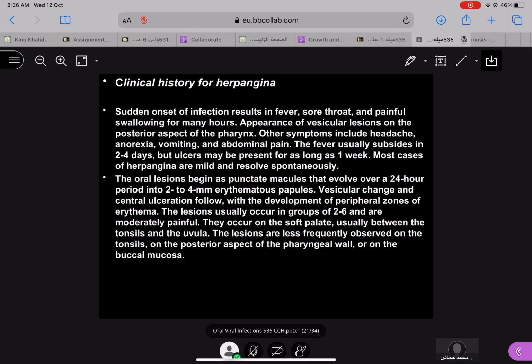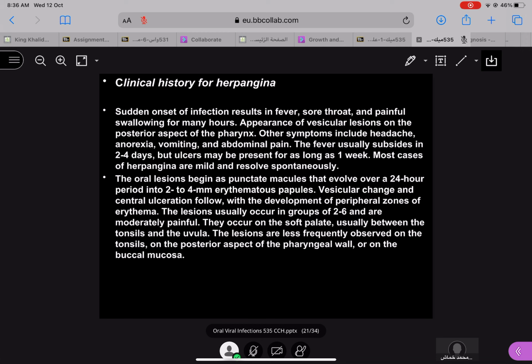The fever usually subsides in 2 to 4 days, but ulcers may be present for as long as 1 week. Most cases of herpangina are mild and resolve spontaneously. That means it's a self-limiting disease or infection. Self-limiting, it goes away by itself. It doesn't need any medication, but sometimes it needs.